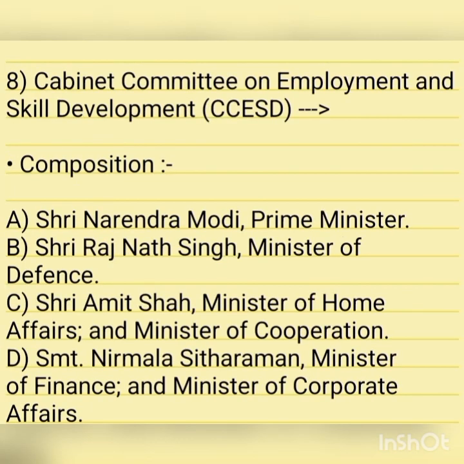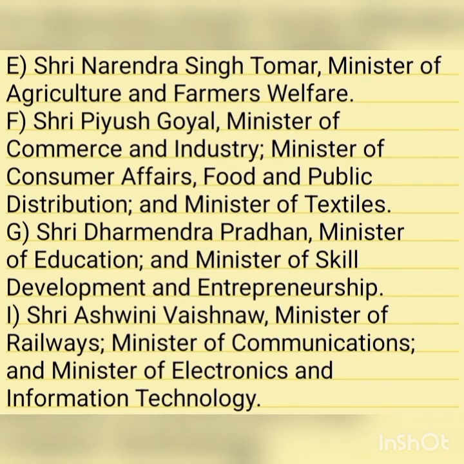Next, Cabinet Committee on Employment and Skill Development, CCESD, and its present composition. Number 1, Sri Narendra Modi, Prime Minister. Number 2, Rajnath Singh, the Minister of Defence. Number 3, Amit Shah, Minister of Home Affairs and Minister of Cooperation. Number 4, Nirmala Sitharaman, the Minister of Finance and the Minister of Corporate Affairs. Number 5, Sri Narendra Singh Tomar, the Minister of Agriculture and Farmers Welfare.